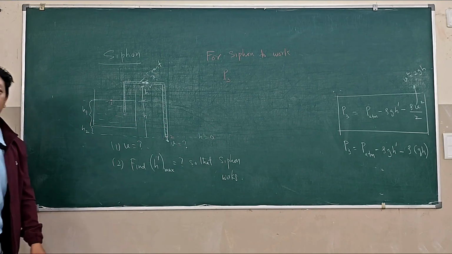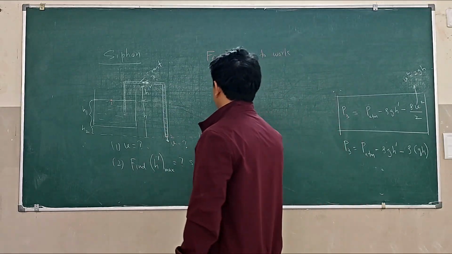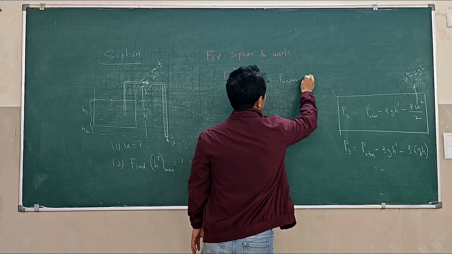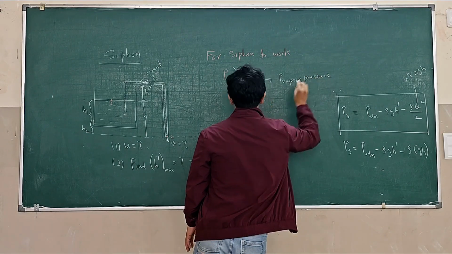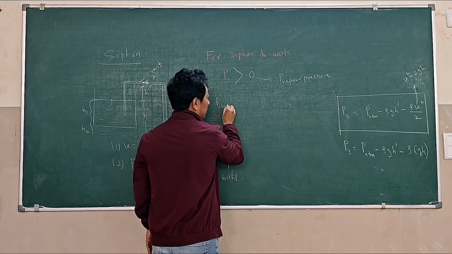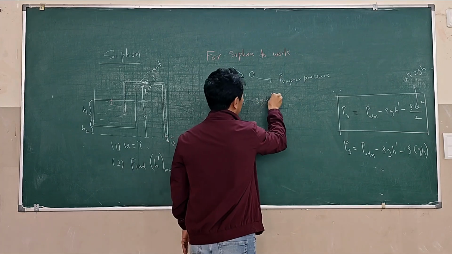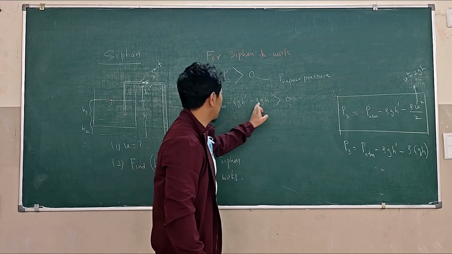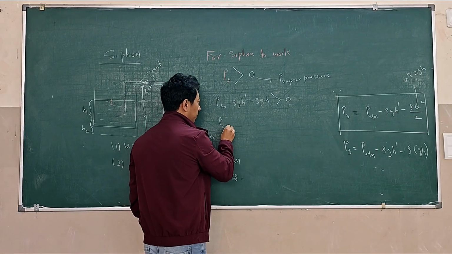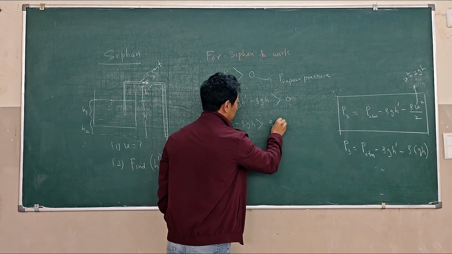pressure. But here we will assume it should be positive. So this is actually vapor pressure, which I have taken how much, guys? 0. What is P3? P atmosphere minus rho g h dash minus rho g h should be greater than 0. Take this one that side because our aim is to find h dash. So P atmosphere minus rho g h should be greater than rho g h dash.